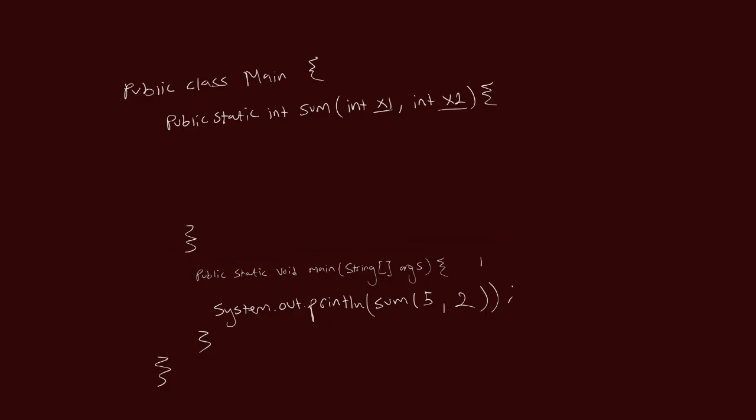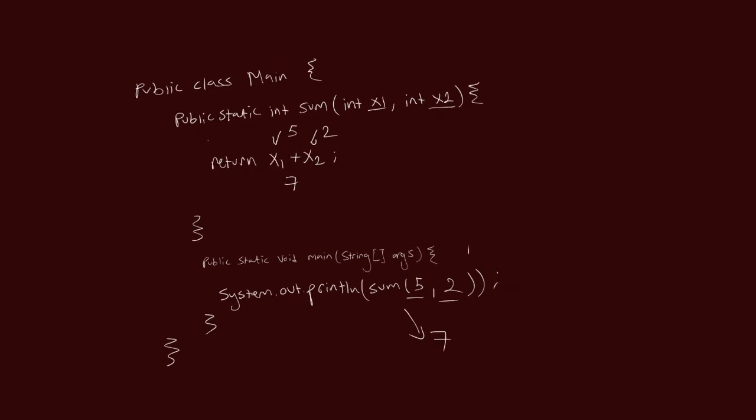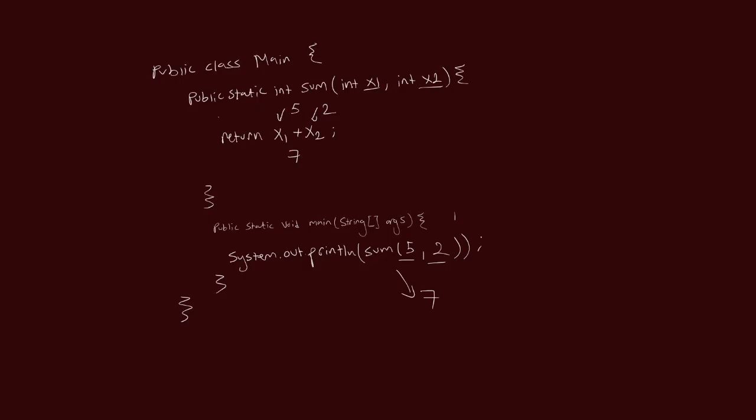Okay, so what we're just going to do is add our two values up. So we'll do return x1 plus x2. Okay, so if we put 5 and 2 in here, this one will be 5, this one will be 2. So 5 plus 2, that's just 7. So we will be returning 7, and then what we print out is 7. Okay, so that's a quick introduction to methods in Java.